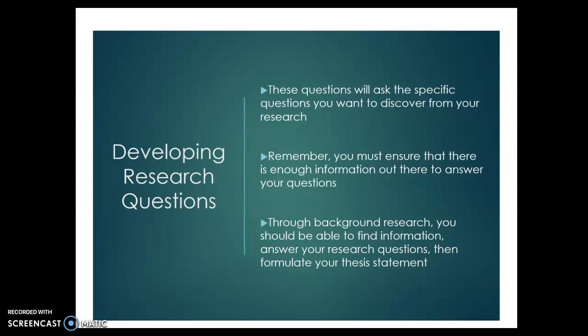And the purpose for this research paper is to use 5 sources. So if you have a topic and you're not able to find but 2 or 3 sources, then it's probably going to result in you having to change your topic so that it's feasible. Through background research, you should be able to find basic information about your topic to help answer some of those research questions and then formulate your thesis statement.